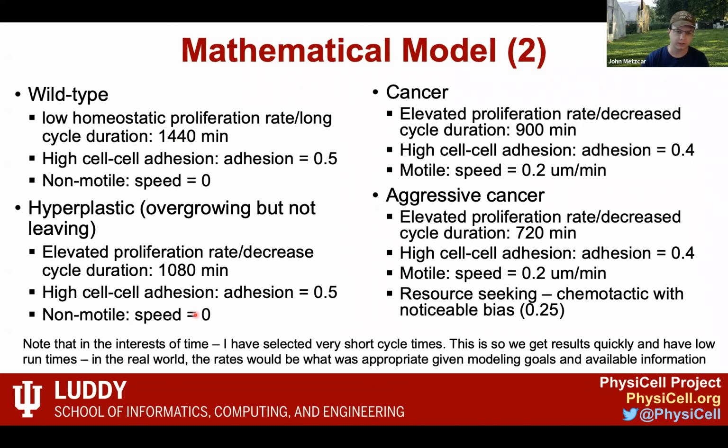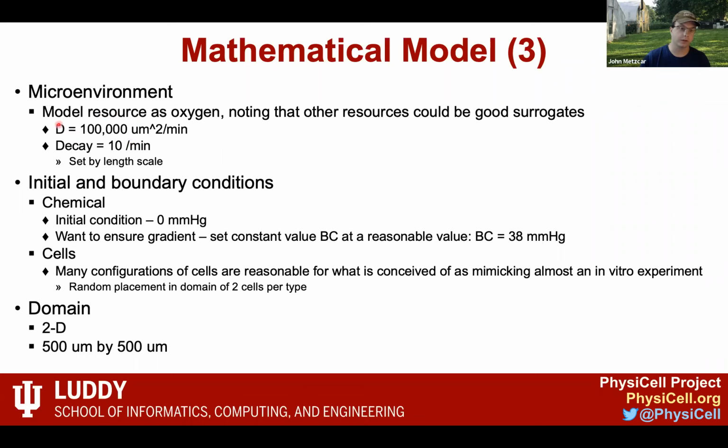For a microenvironment, we're going to model our resource as oxygen. In this case, we're using the default values from PhysiCell. PhysiCell historically has used oxygen a lot. So this is the value that was used, I believe, in a 2012 paper and in the 2019 PLOS Computational Biology paper. And then the diffusion coefficient for oxygen in tissue. And then our decay rate is going to be set by getting a length scale of 1,000 microns, which is typical for tissue.